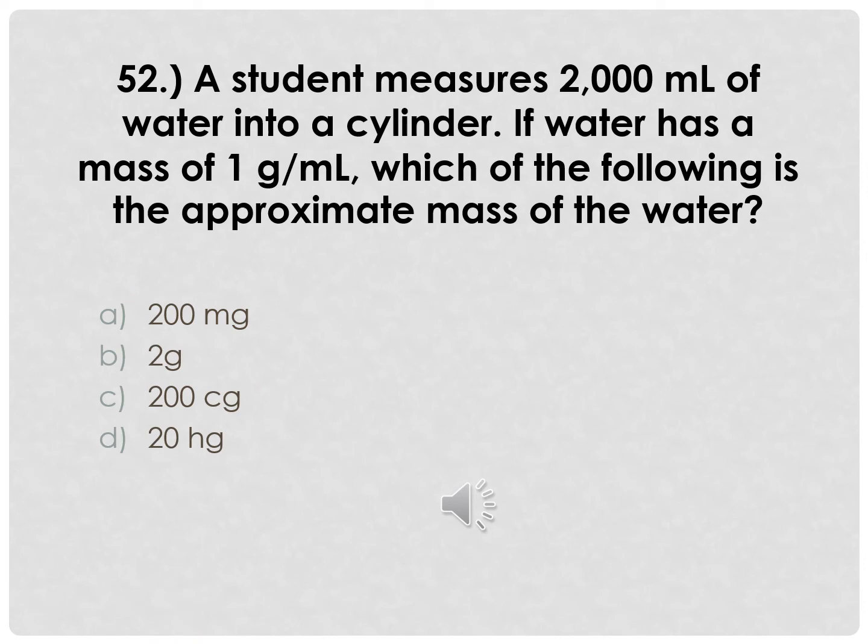A student measures 2,000 milliliters of water into a cylinder. If water has a mass of 1 gram per milliliter, which of the following is the approximate mass of the water? So first thing we have to do is get rid of our milliliters by dividing. So you would divide 2,000 milliliters by 1 gram per milliliter, so you're just left with 2,000 grams. And now all we have to do is convert. So answers A, B, and C are incorrect if we look at our conversion chart. Answer D, 20 hectograms, is the only accurate answer. So D is our answer.